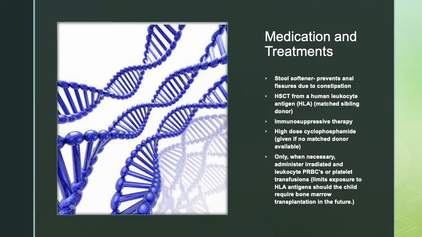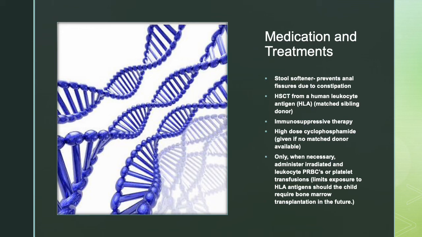Medications and treatments for aplastic anemia include a stool softener. It prevents anal fissures from constipation. HSCT from a human leukocyte antigen matching sibling donor. Immunosuppressive therapy: you're going to have a high dose of cyclophosphamide given if the matched donor is not available.